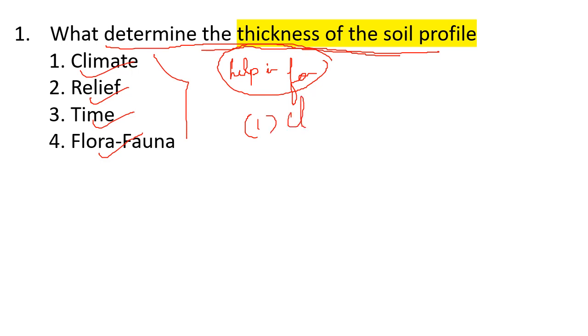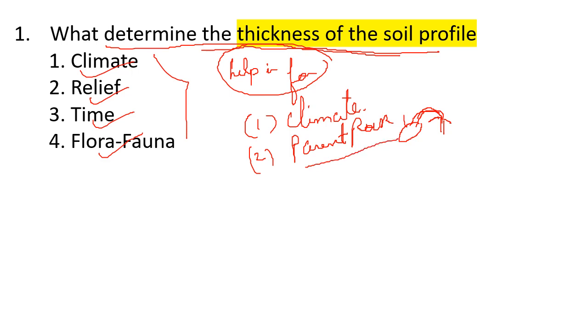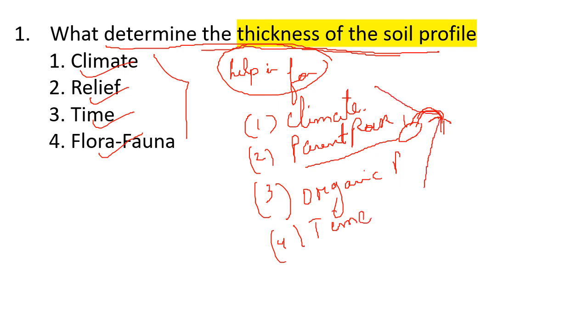Number 1 we can say is the climate. Number 2 we have the parent rock, or the igneous rocks. Now what are the parent rocks or igneous rocks? After volcanic eruptions, the magma comes out, and when this magma cools down, it forms the parent rocks or the igneous rocks. So this is the second factor. Number 3, we have the organic material, and number 4 we have the time.